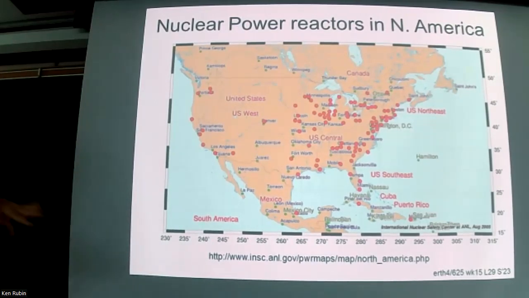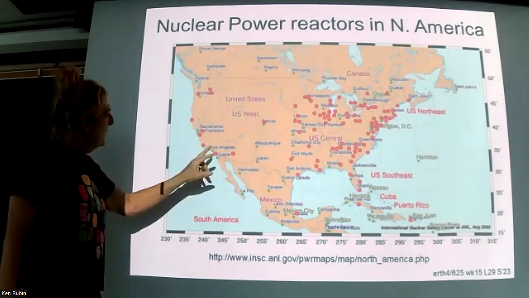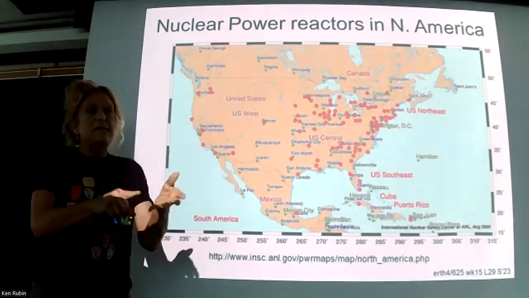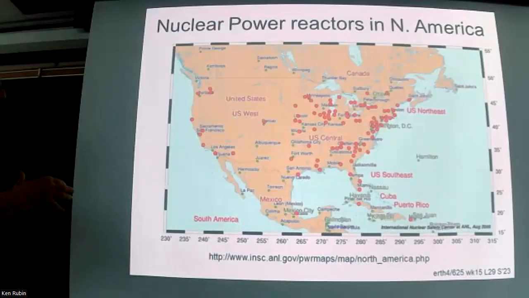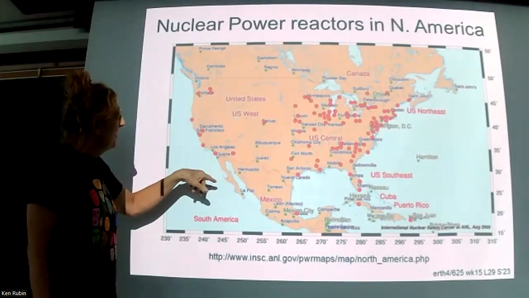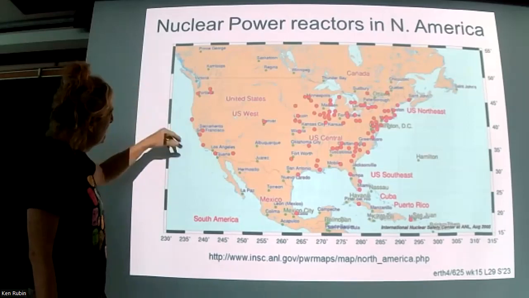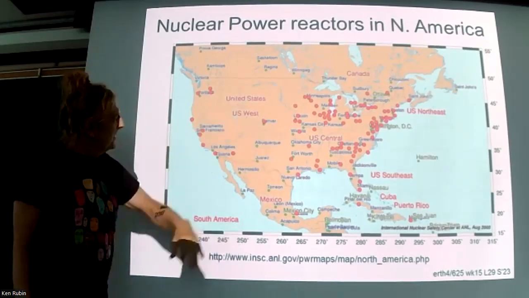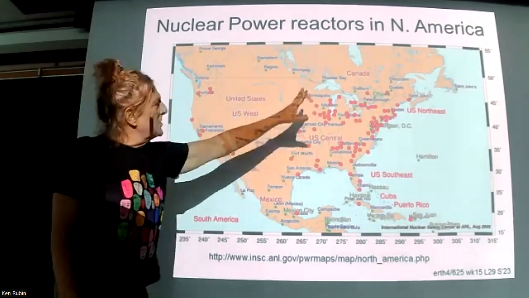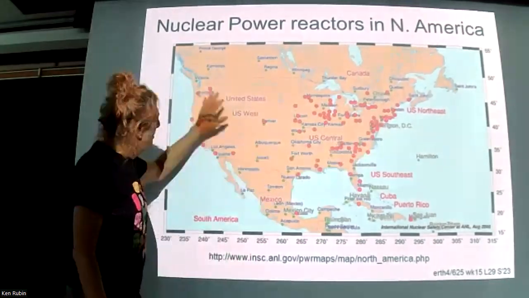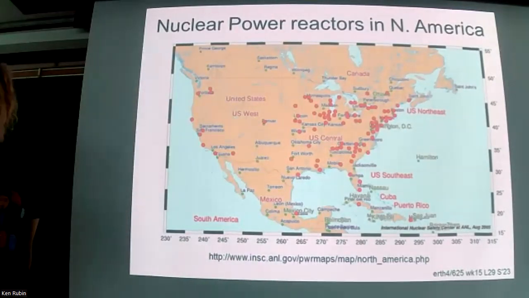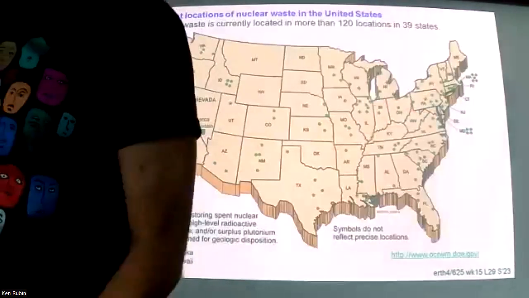And I can guarantee you with absolute certainty that the storage at each one of these sites is A, variable. The conditions of storage are not the same at each site, and B, much less good than they would be at Yucca Mountain, which is wherever Nevada is on this map. I think it's somewhere up in here. But you can see where they're distributed. And there's way more of them around the Great Lakes and in the Northeast and in the South than there are in the West. But they're around. And all of these sites are storing waste.